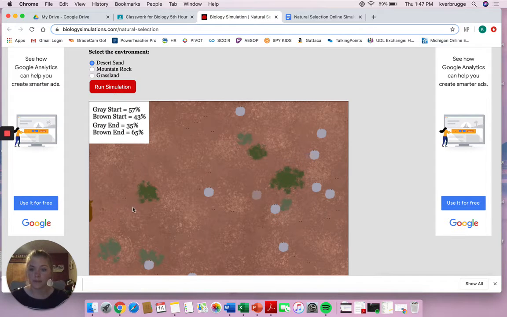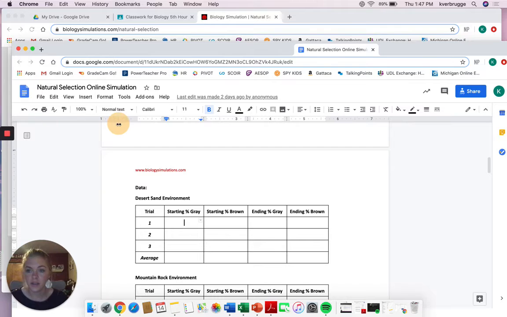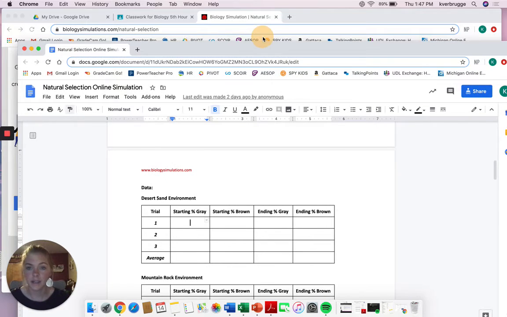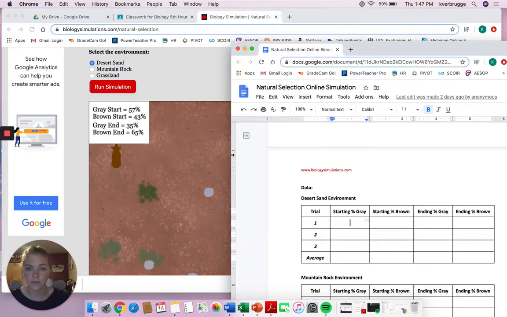So you're going to keep eating the critters and eating the critters. And then it stops. Once it stops, everything will freeze. You can still move your little fox around, but you have some numbers here: 57%, 43%, 35%, and 65%. Those are the numbers you're going to use to plug into this document. So it might be helpful to put them side by side. Maybe my computer is going super slow.